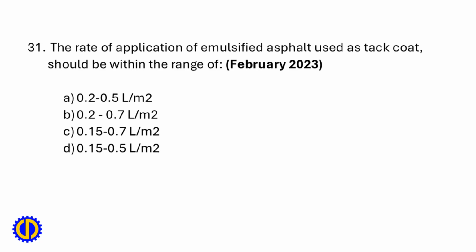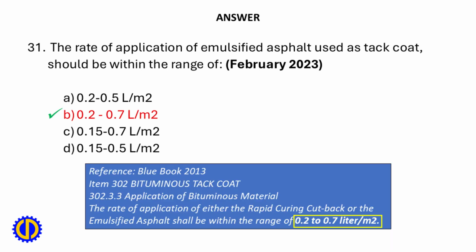31. The rate of application of emulsified asphalt used as tack coat should be within the range of A. 0.2 to 0.5 liter per square meter, B. 0.2 to 0.7 liter per square meter, C. 0.15 to 0.7 liter per square meter, D. 0.15 to 0.5 liter per square meter. B. 0.2 to 0.7 liter per square meter. Reference: Blue Book 2013, Item 302 Bituminous Tack Coat.